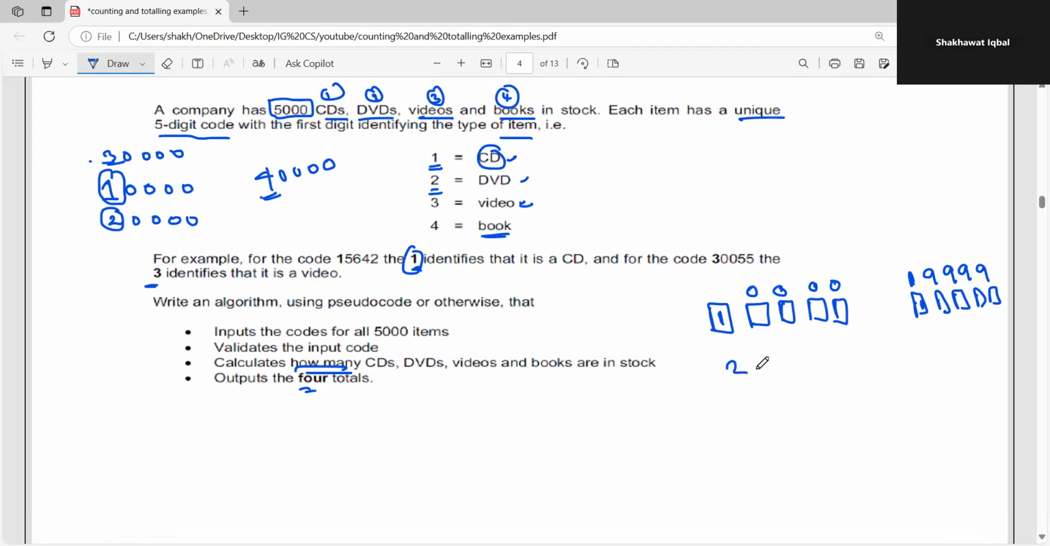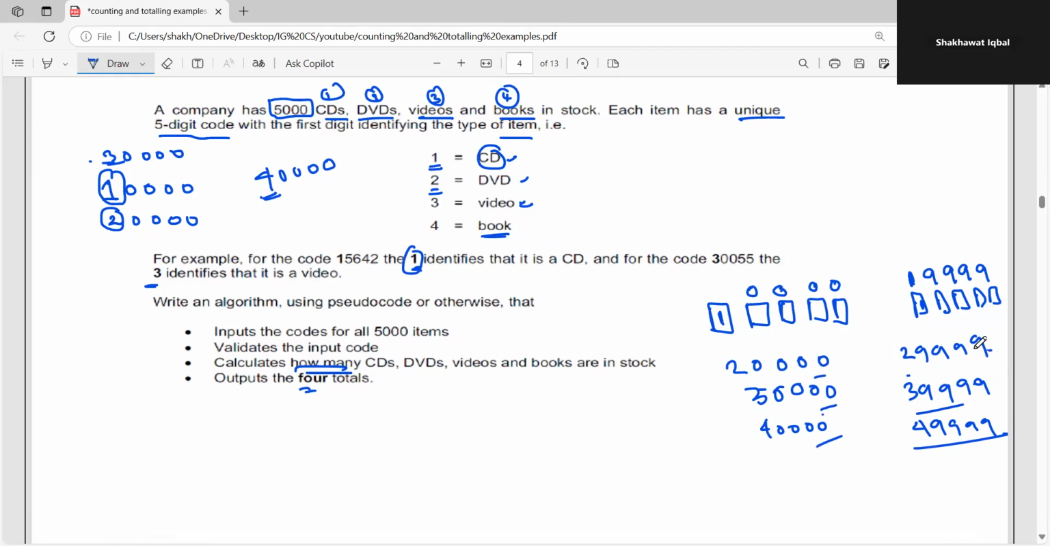Similarly, for DVD, it will start from 20,000 and the endpoint is 29,999. For video, the starting point is 30,000 and the endpoint is 39,999. And for book, it is starting with 40,000 and ending at 49,999, right? So there's the little mathematics you need to know. So let's start the code.